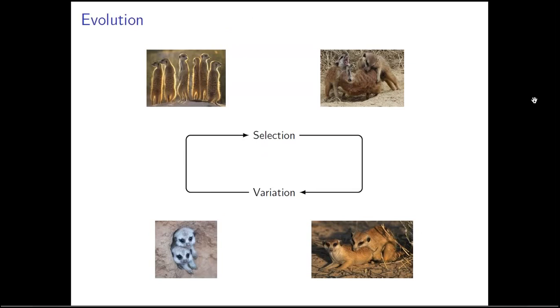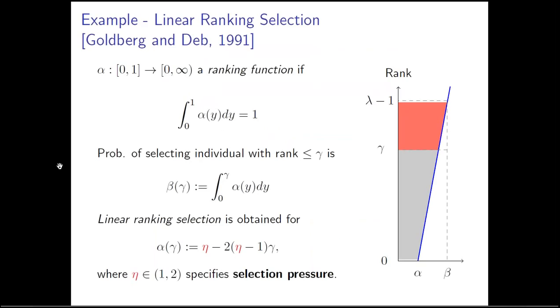So the first thing you need to specify now is a selection mechanism. One type of selection mechanism is called linear ranking selection. What we do is that we sort all individuals according to their fitness. And then we have a rank. So we rank all individuals according to the fitness. Then we say that the best individual has rank 1, and the worst individual has a rank 0.